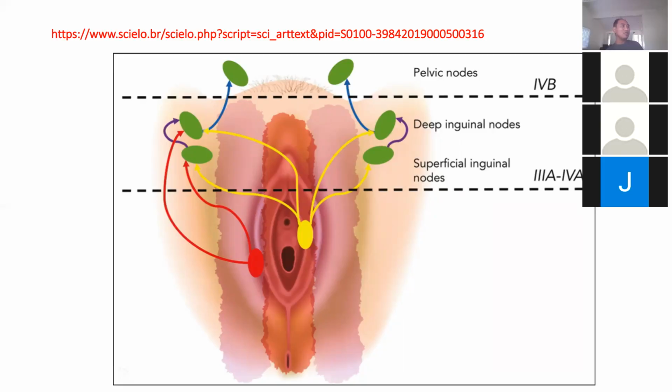And once they go into the pelvic nodes, they are stage 4 already. When they are in the superficial node, they are stage 3. So the difficulty of treatment differs by stage.